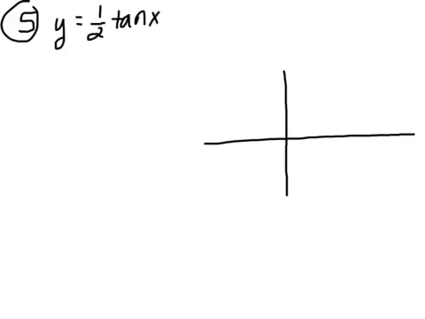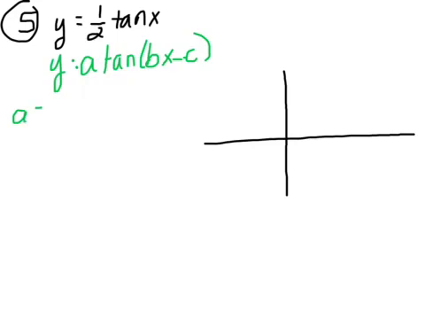Okay, in problem number 5, we're asked to graph y equals 1/2 tangent x, and we could label this the way we labeled some of our other functions. I could say this is y equals a tangent bx minus c. The a up front, again, is our amplitude, and so we can see that our a is 1/2. And that's going to mean something different here than it did with the cosine and sine function.